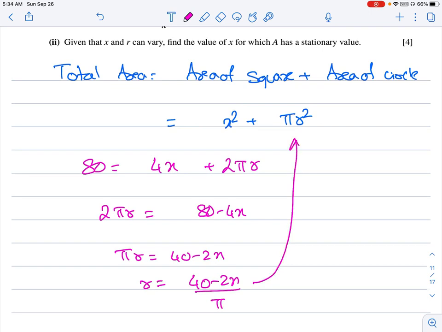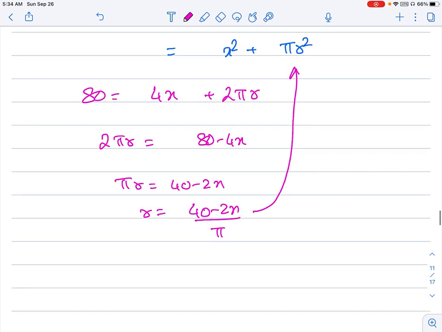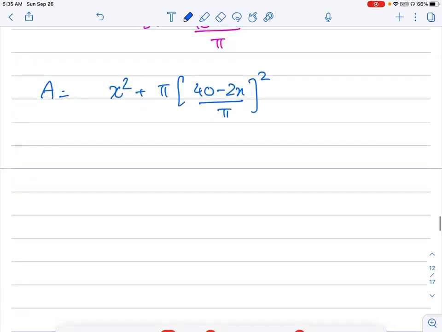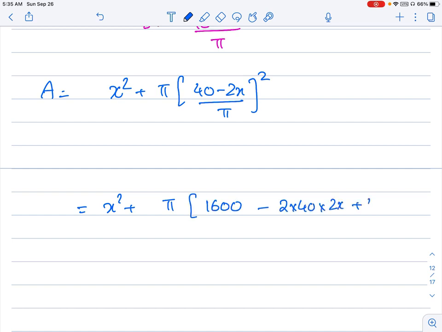Now plug this into the formula of area. So area is equal to x square plus pi times r square, that is, 40 minus 2x upon pi, whole square. Simplify that. It becomes x square plus pi times (40 minus 2x) whole square, that is a square minus 2ab plus b square, upon pi square. One pi and pi get cancelled.